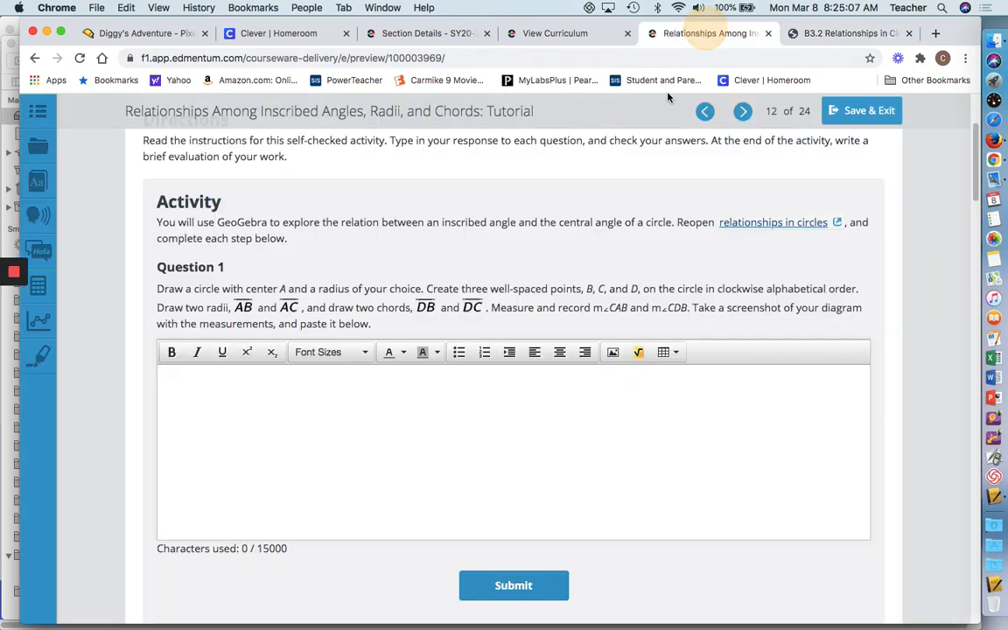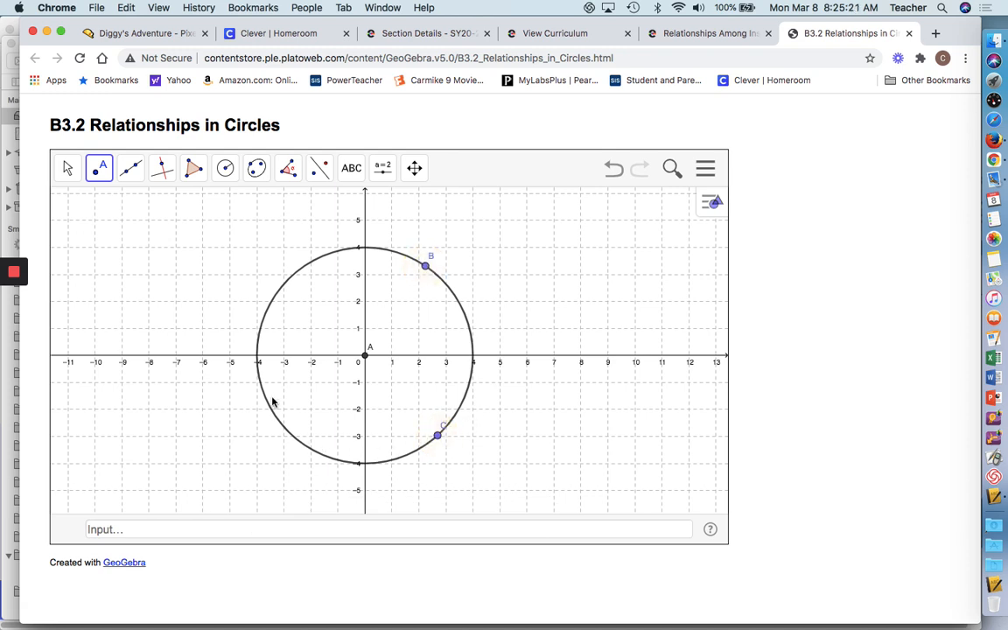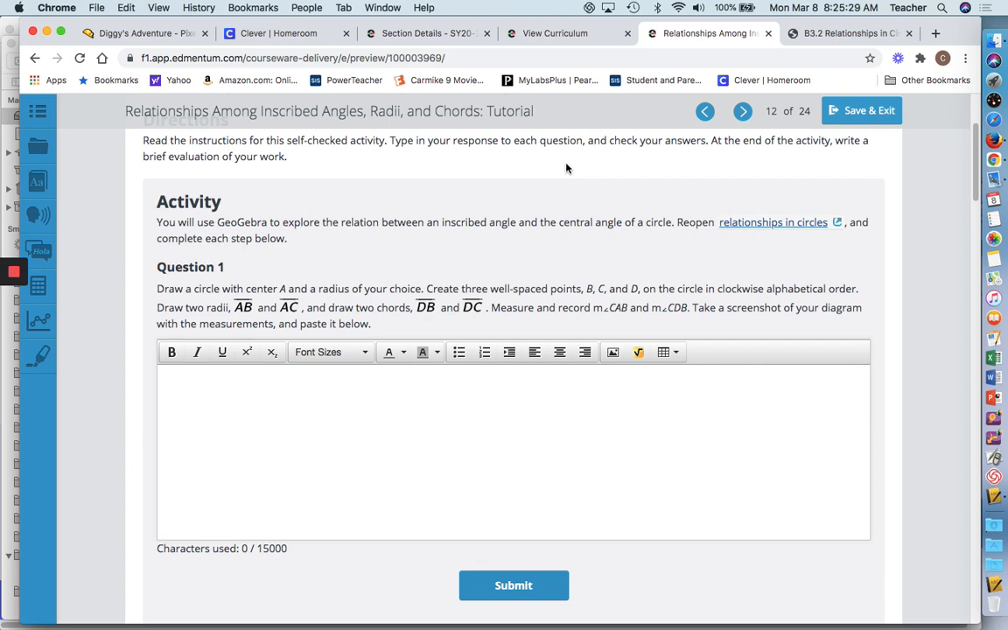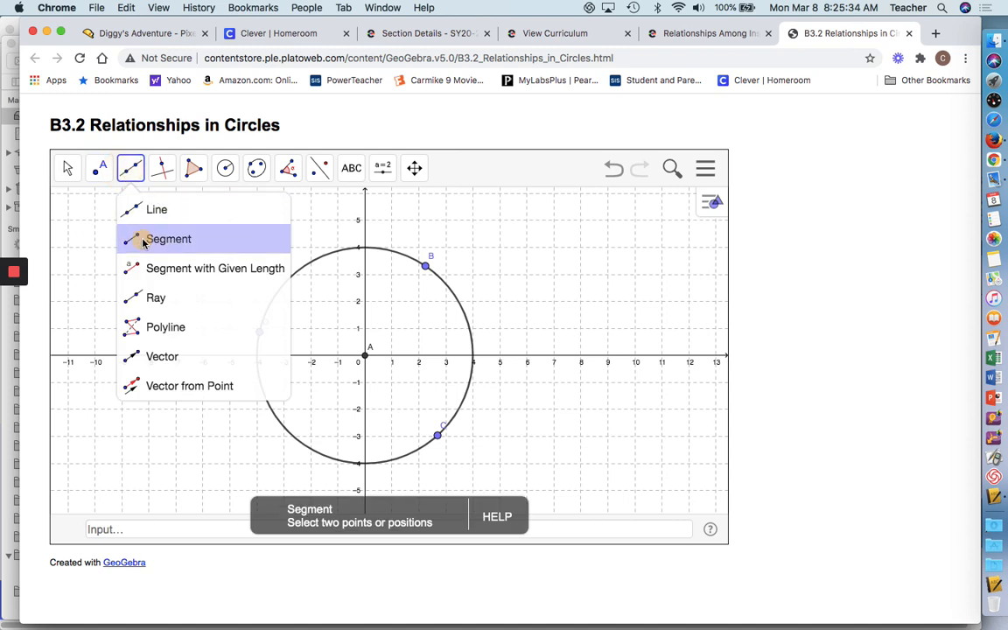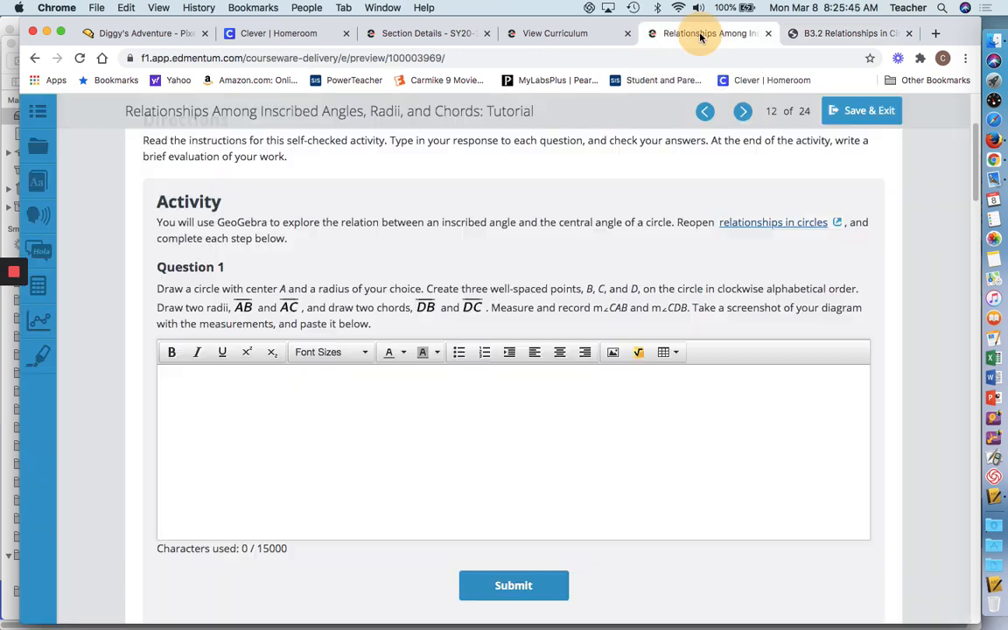All right, so let me read this one more time. It says to create 3 well-spaced points B, C, and D on the circle, clockwise, alphabetical order. All right, so I'm going to click on point. So let's see, there's B, C, D, and there they are, clockwise, alphabetical order. All right, draw 2 radii, AB and AC. So I'm going to come over here to segment, connect A to B, connect A to C. Those are chords, by the way. I'm sorry, they're not chords. Those are both a radius, by the way.